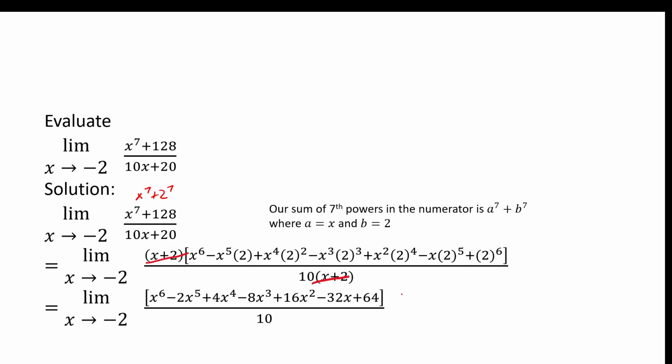So what we end up with is, believe it or not, a factor of x plus 2 in the numerator, a factor of x plus 2 in the denominator. We can cross those out. Our offending factor is gone.